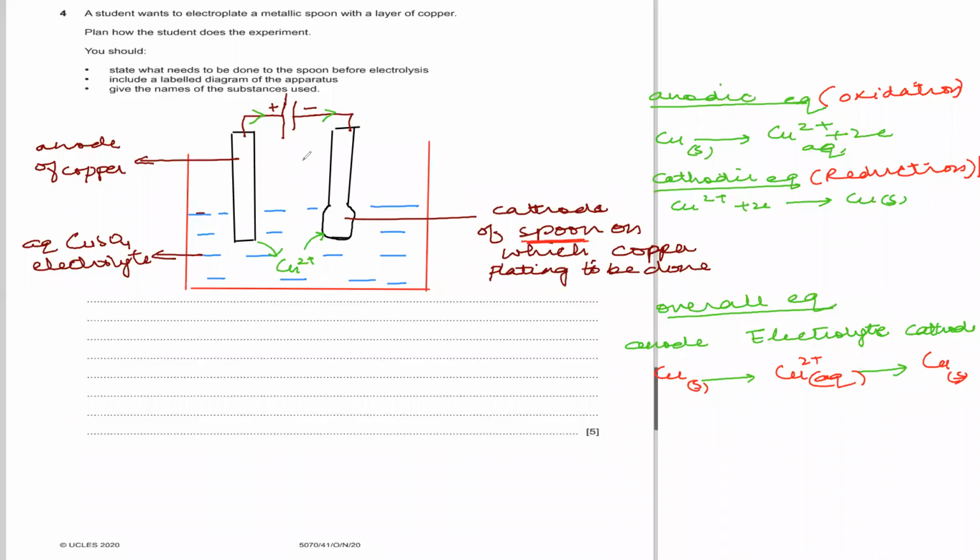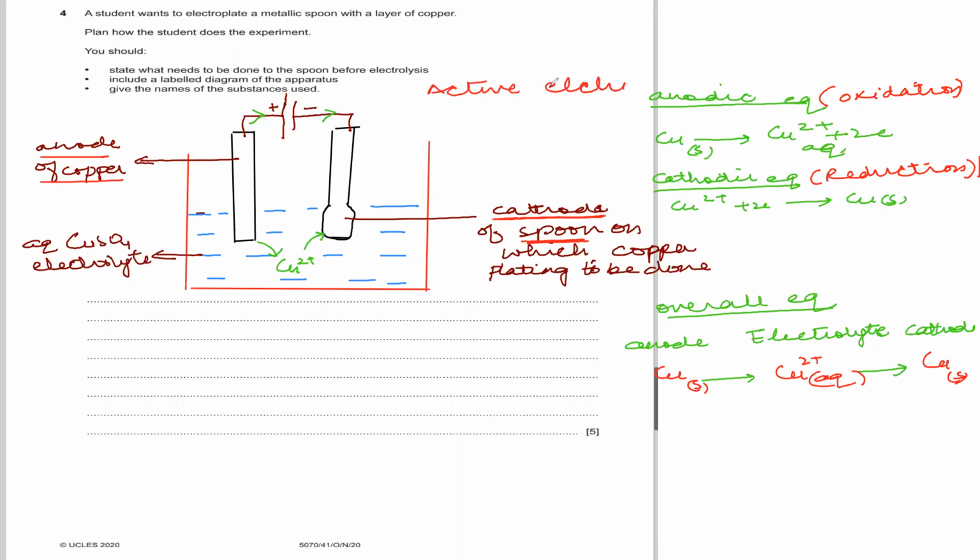So this is the diagram. This is a diagram for the electroplating of copper on the spoon. Because the substance to be electroplated, we always keep it on the cathode. So the spoon needs to be electroplated, so we kept it on the cathode. And the substance with which it needs to be plated should be kept on the anode. This process is an active electrode process.